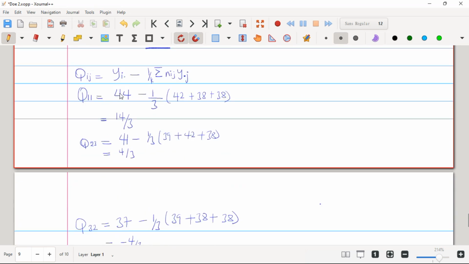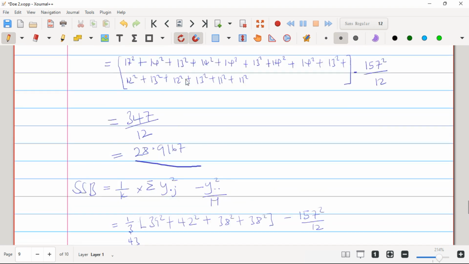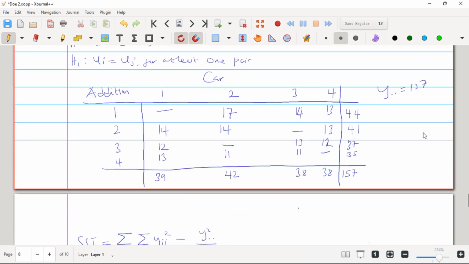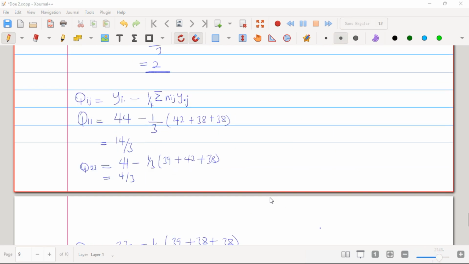So for row 1, column 1, we are going to take the summation for the individual treatment for row 1, and then take the summation. Once you take that one, you come to this part. So as you have taken that 44 for the treatment, then you come to the block, right?